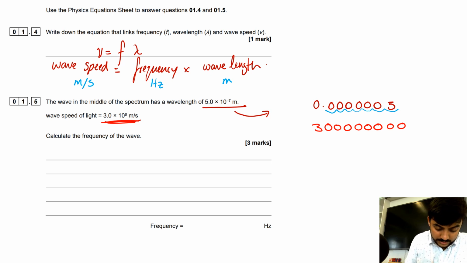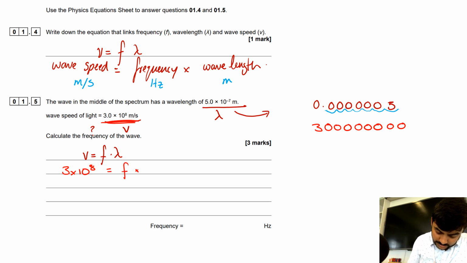Let's rewrite the equation first. V equals f times lambda, and lambda is the wavelength, and V is the wave speed, and frequency is what we're trying to find out. So I will rewrite the equation and put the numbers in. 3 times 10 to the 8 is equal to frequency times 5 times 10 to the minus 7.